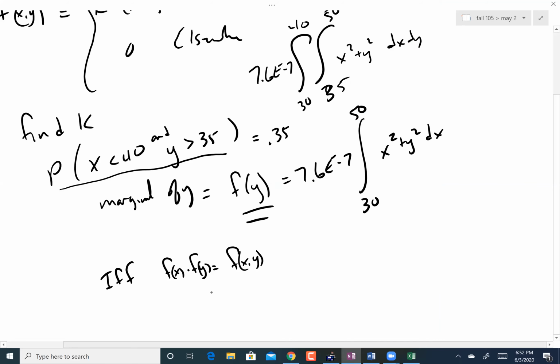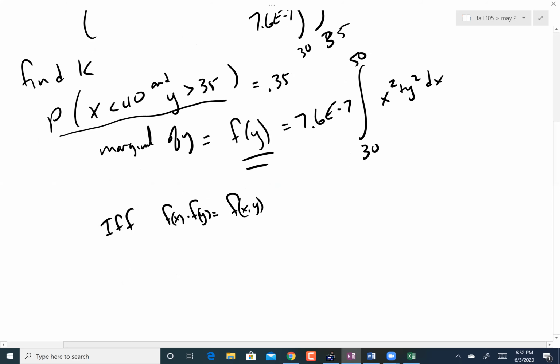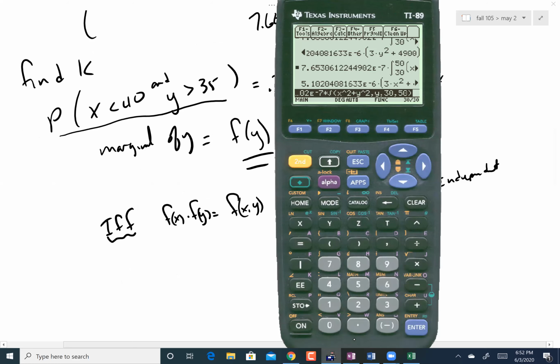What do you know about x and y? They are what to one another? If this is true, then x and y are independent. Okay, so those two disgusting functions that I got, there's no way that they're going to multiply out to that decimal that we had times x squared plus y squared. It's not going to happen. What does that tell me? It tells me that in this case, x and y are not independent.